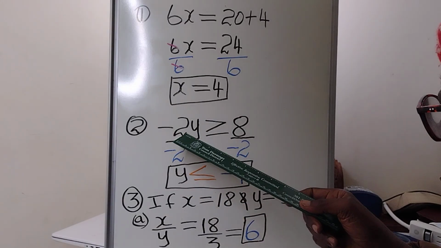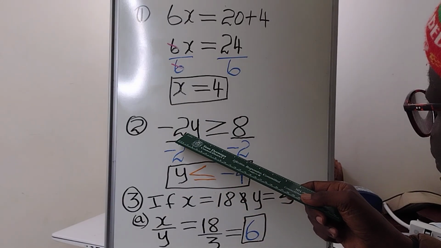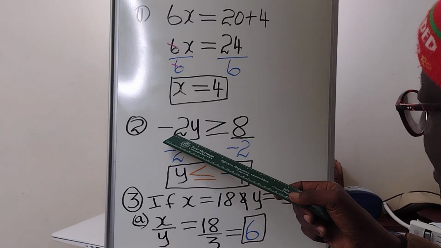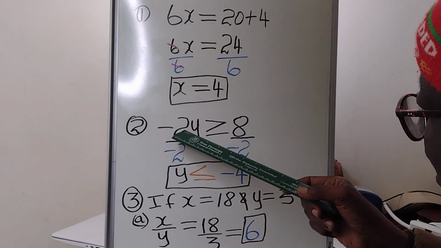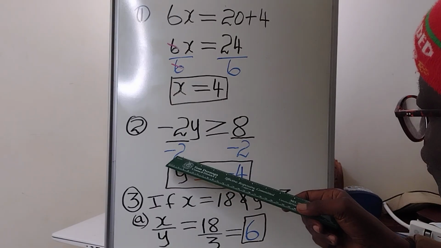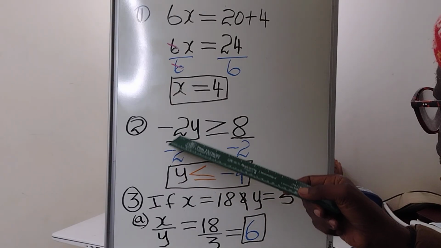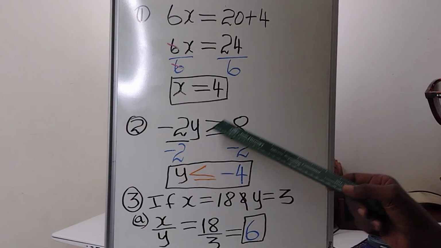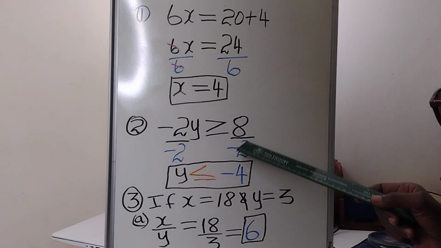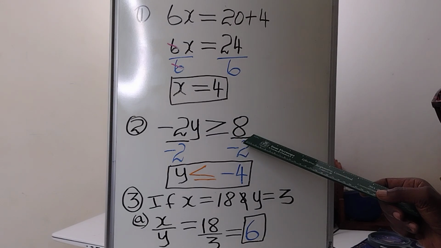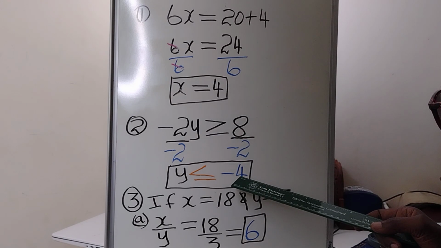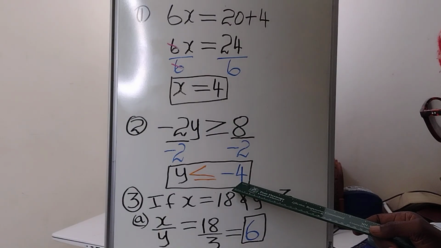So now the most important thing you have to be very careful about here is that we are dividing by a negative. Negative 2 divided by negative 2 is going to be a positive. Now if you do that on the left side, you have to do that on the right side. That is what we did here. And if you divide 8 divided by negative 2, you will have negative 4.